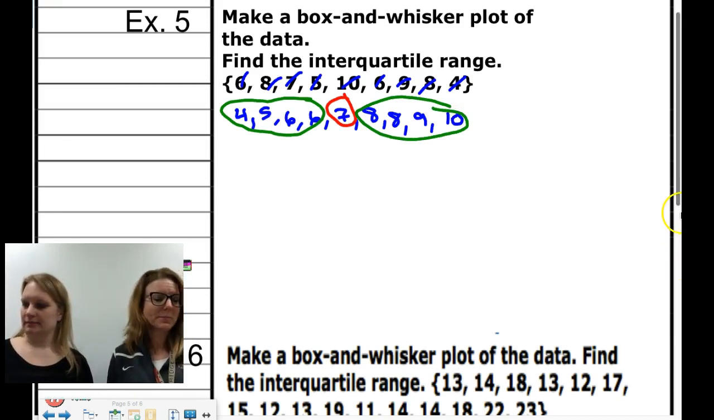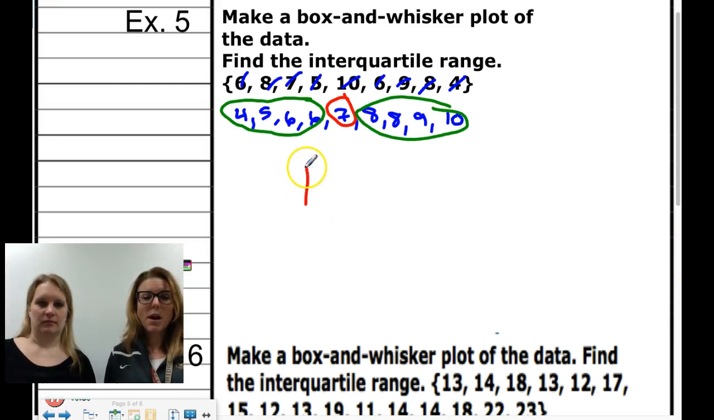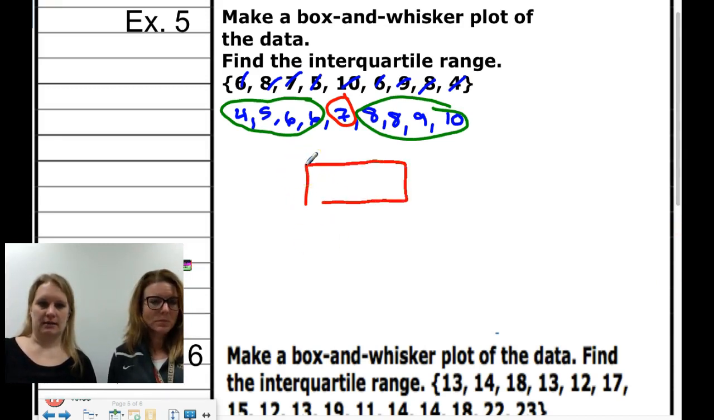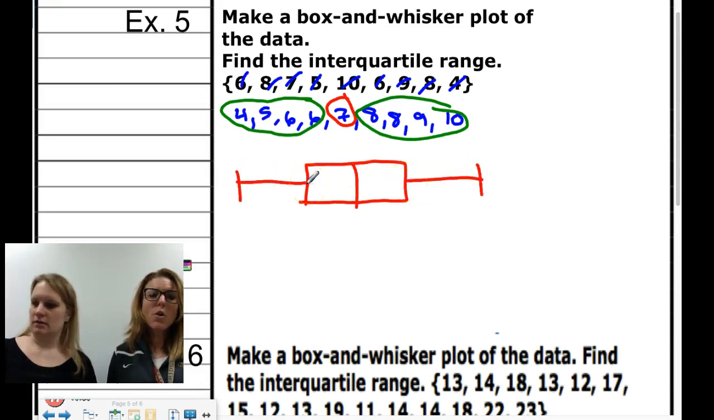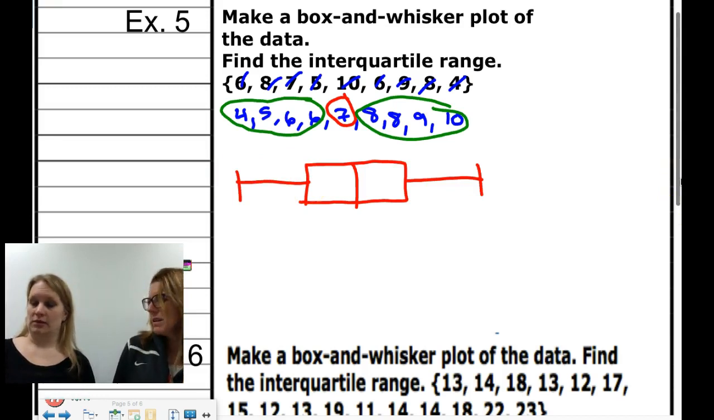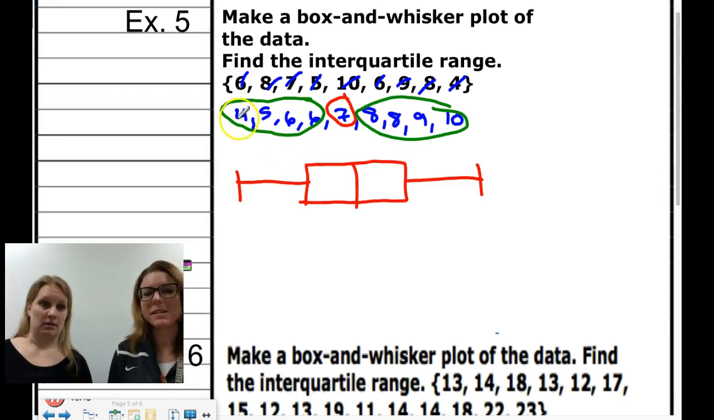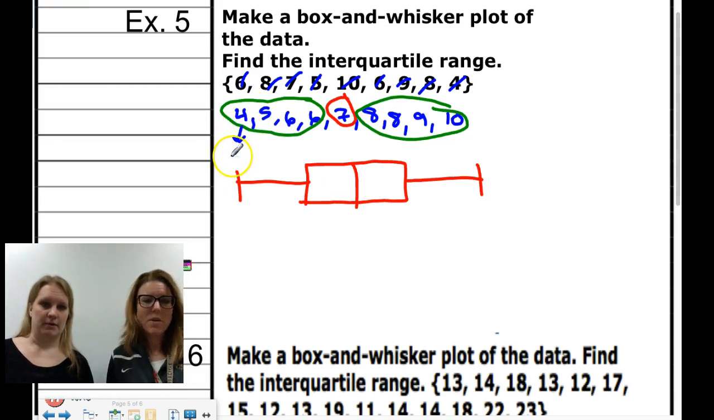So we draw the box, median, and our whiskers. I like to start with the minimum and max because those are really easy. The lowest number is 4. Bam, goes here. Highest number is 10. Bam, goes here.